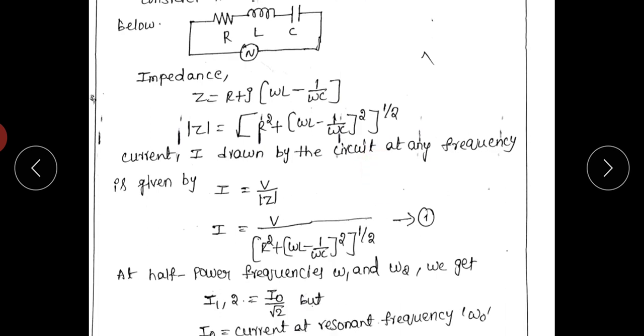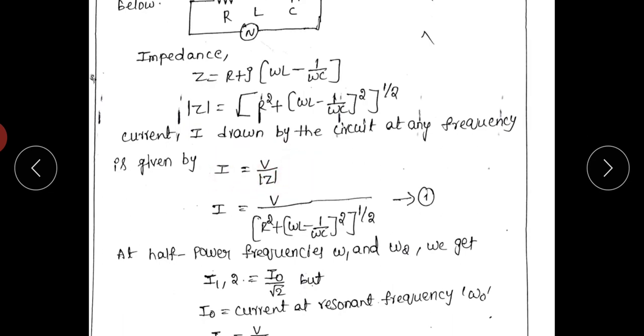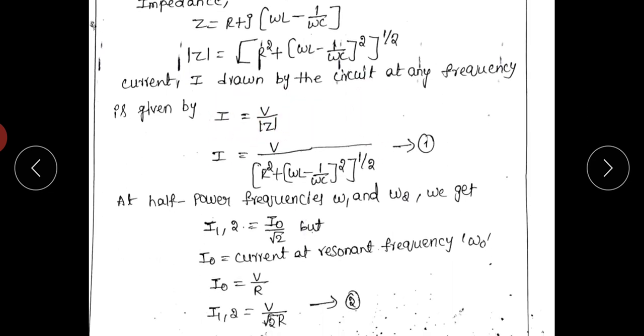So the current I drawn by the circuit at any frequency is given by I equals V by Z. So I equals V by modulus of Z, equals this one. Let it be equation number 1.